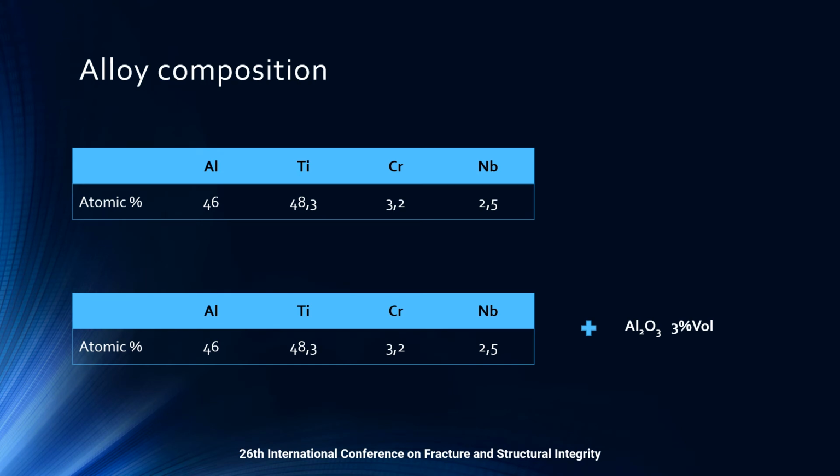This slide shows the alloy composition used for the casting. In the first case, there is no dispersion hardening, while in the second case, nanometric alumina particles were added to the casting, which was 3% of the total volume.